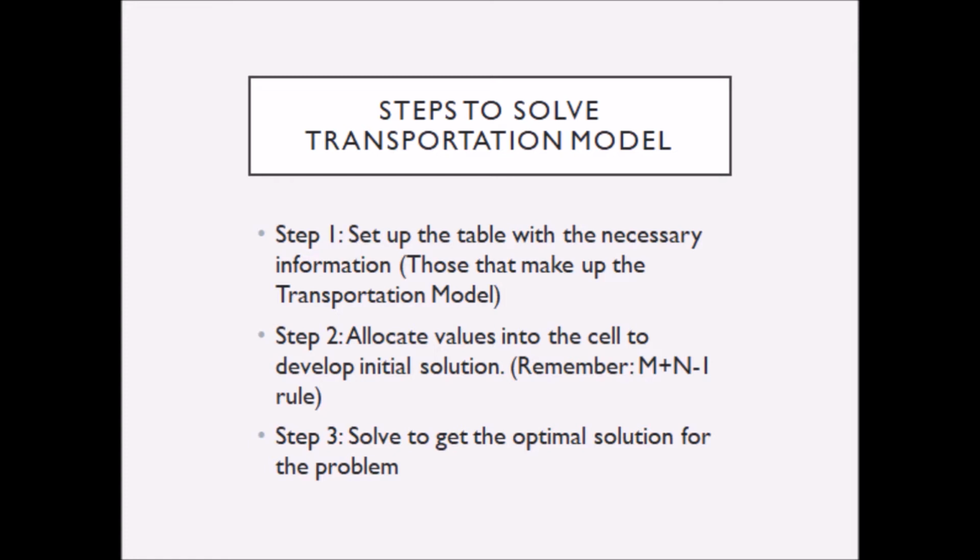After which, we have to allocate the values into the cell to develop the initial solution. And don't forget the m plus n minus 1 rule. Also, the supply should also be equal to demand. And finally, after setting your initial solution, you have to solve to get the optimal solution for the problem to determine the minimum cost of the whole transportation model.